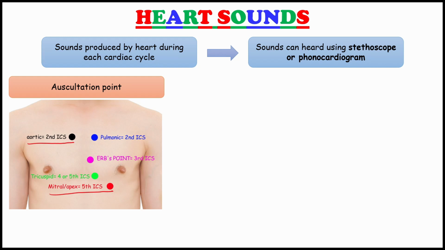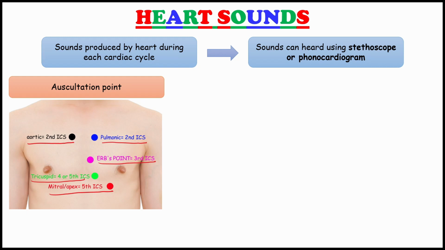And next comes the pulmonic point. It is located in the left second intercostal space along the sternal line, which helps to assess the pulmonary valve. Next comes the tricuspid point. It is located between the 4th and 5th intercostal space at the xiphoid process, which helps to assess the tricuspid valve. There is another point called Erb's point. It is located in the left 3rd intercostal space, which helps to assess the overall heart sound and is best to hear the murmur of the left side.